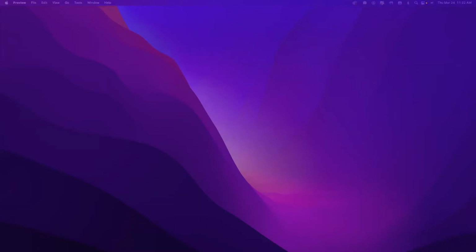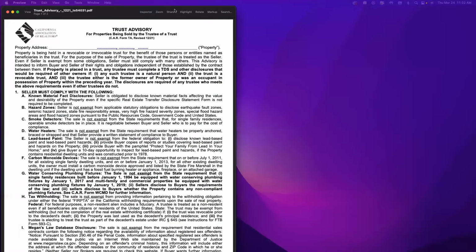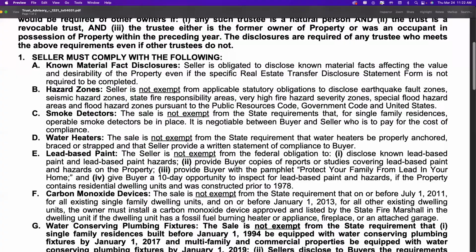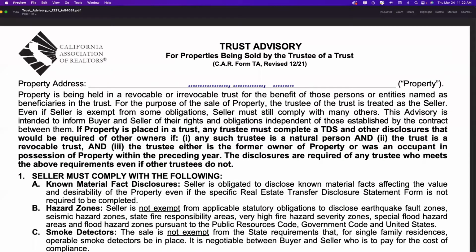This is the trust advisory. Okay. So this trust advisory is when a successor trustee is selling a trust. So if I were, say, selling my home and it was the Kyle Estrada Family Trust, and I put it on the market and I'm still living, I'm still here, I'm going to be the one that's signing, I'm the seller, then it's treated like a regular sale, TDS, SPQ, all the stuff, right? And I don't need to do this trust advisory.